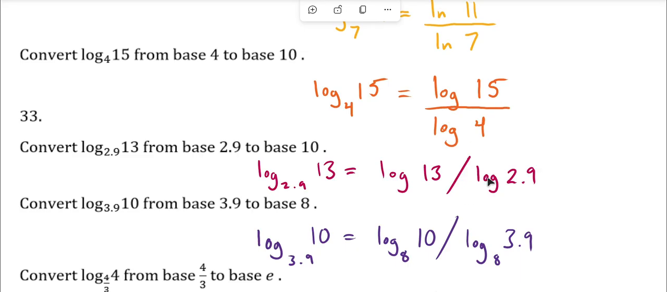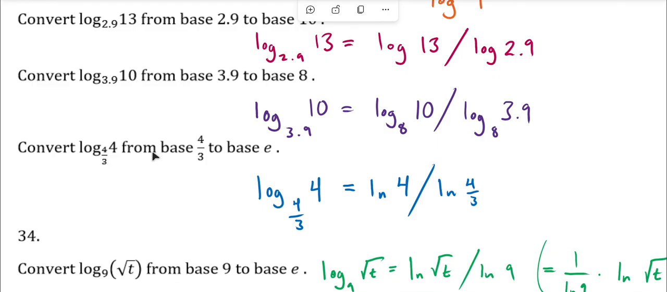Notice it doesn't really matter how you write your fractions. Do you like them vertical? You like them horizontal? Hamburger style? Hot dog style? It doesn't really matter, right? Convert log base 4/3 of 4 to base e. That's ln. So we have ln of 4, ln of the original argument, divided by ln of 4/3, ln of the original base.